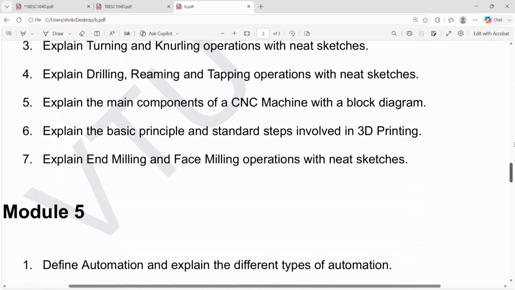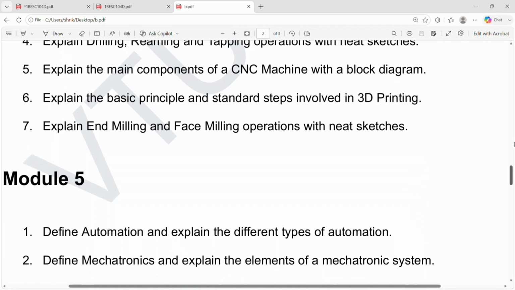Next, Module 5, the last module. Define automation and explain the different types of automation. Define mechatronics and explain the elements of mechatronic system.